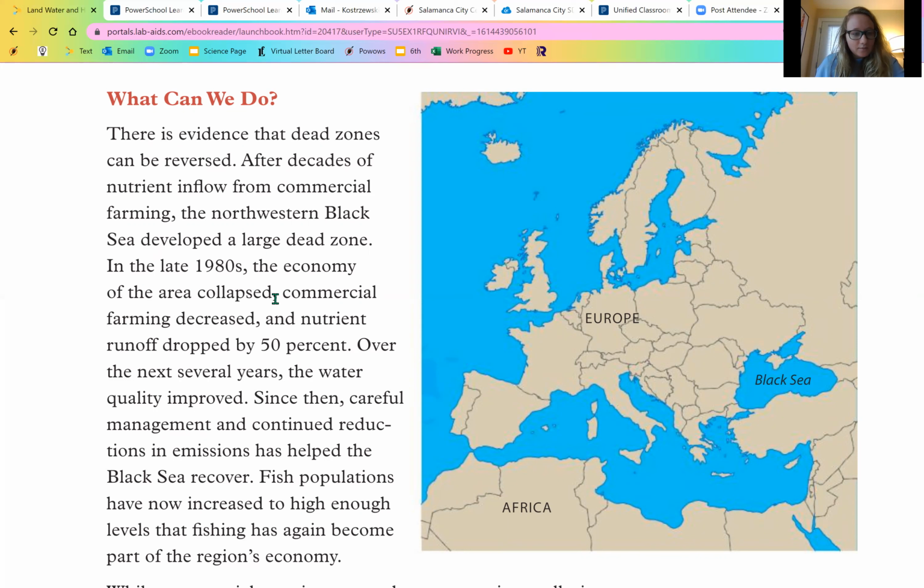Over the next several years, the water quality improved. Since then, careful management and continued reductions of emissions has helped the Black Sea recover. Fish populations have now increased to high enough levels that fishing has again become part of the region's economy.